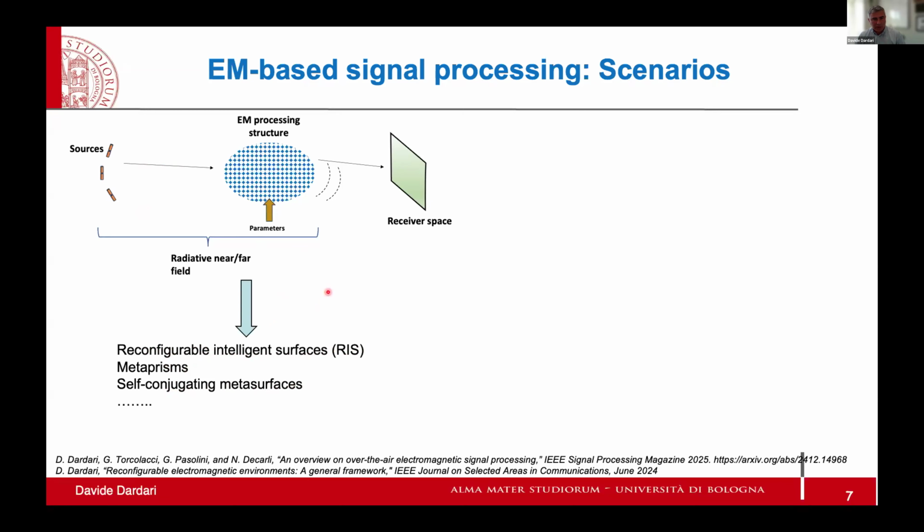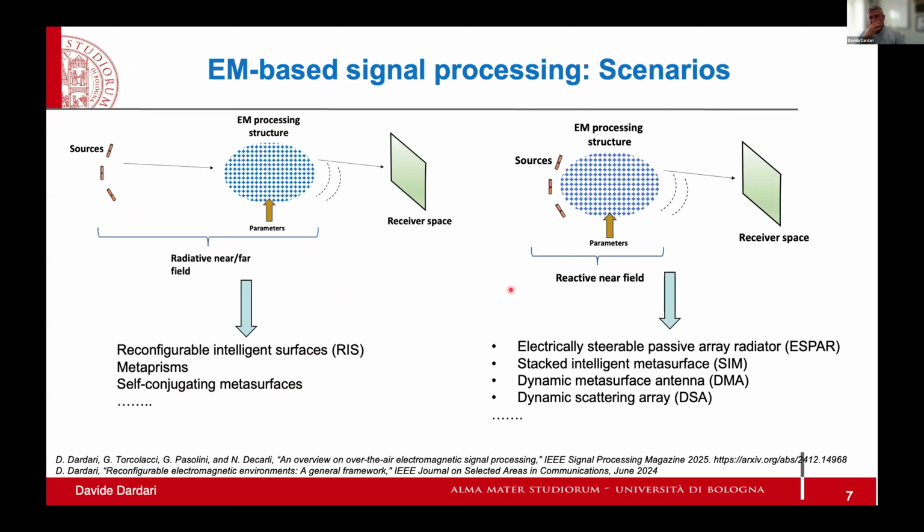So this is quite a well investigated topic. But there is another scenario in which we move the sources very, very close to this electromagnetic structure, in particular in the direct near field, so that mutual coupling takes place between all the elements, including those active.